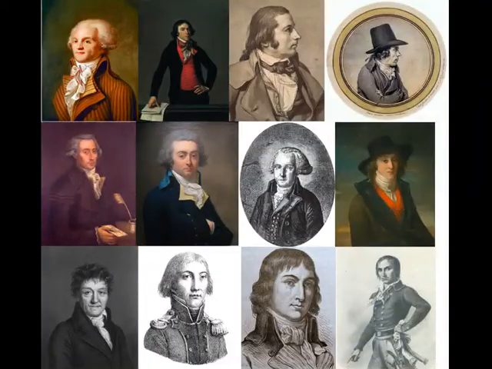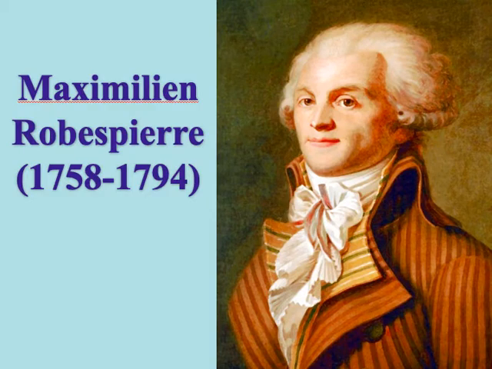Thus, the Committee of Public Safety is left in charge by some of the most radical figures of the revolution. This includes Louis Saint-Just, but also Maximilien Robespierre. Robespierre was known as the Incorruptible. He earned this nickname because supposedly he could not be bribed, and he was so loyal and so faithful to the revolution that he could not be bribed and could not be turned aside from his commitment to the revolution.